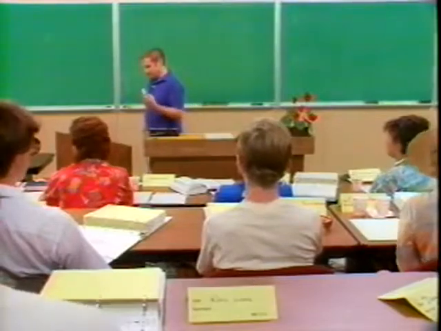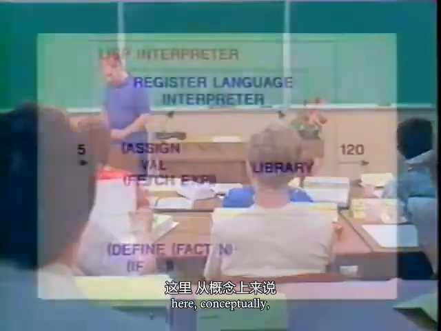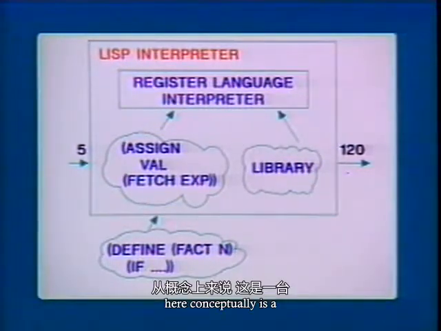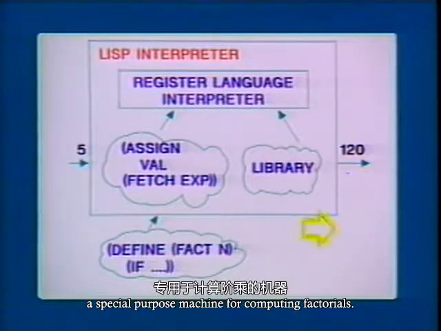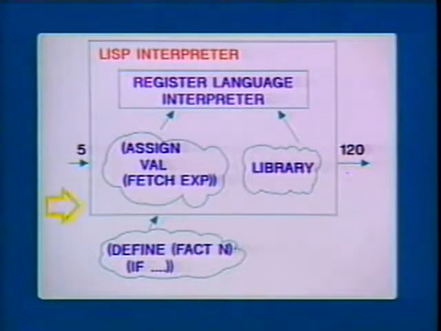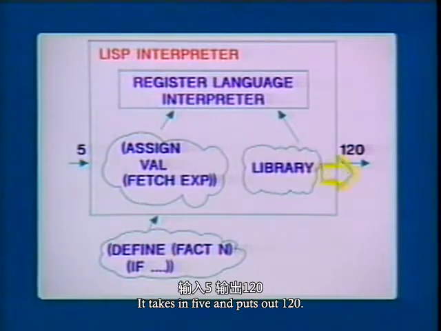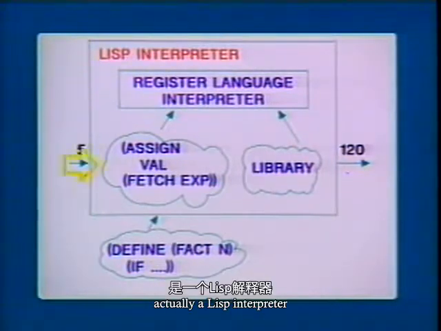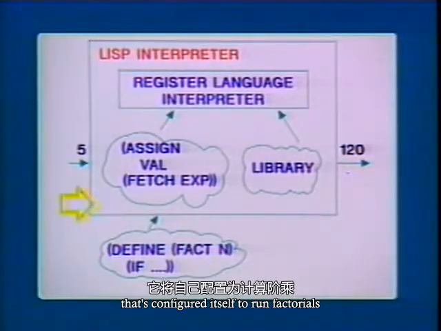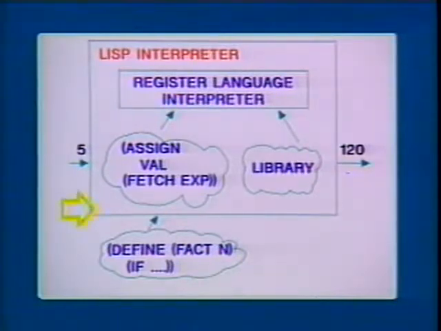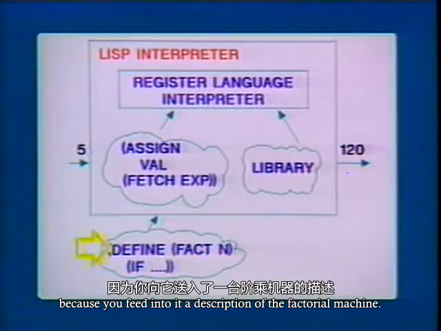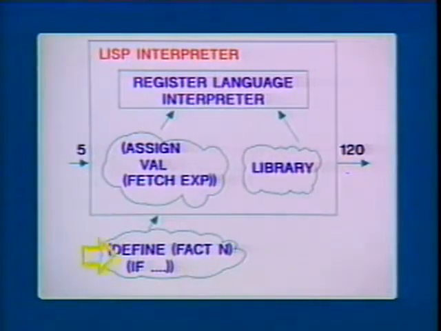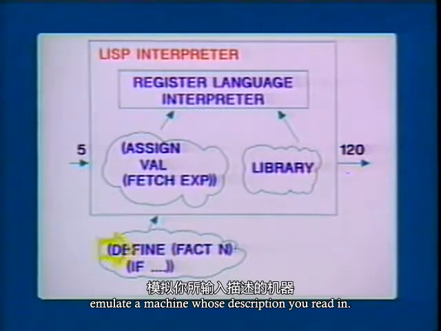So for instance, here conceptually is a special purpose machine for computing factorials. Right? Takes in 5 and puts out 120. And what this special purpose machine is actually is a Lisp interpreter that's configured itself to run factorials because you fed into it a description of the factorial machine. Right? So that's what an interpreter is. It configures itself to emulate a machine whose description you read in.